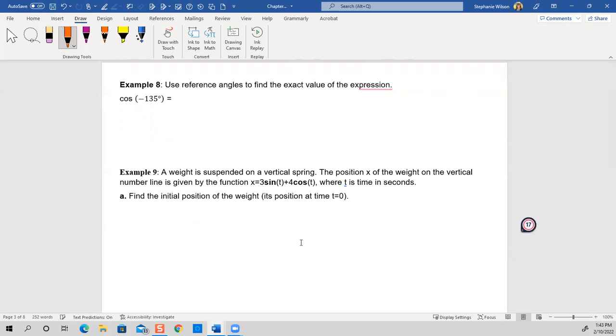So I know where 135 degrees falls on the unit circle, but since it's negative, we're going to start the other way, and we're going to find its terminal side. And when I do that, I find out that cosine is negative, and I find out that the square root of 2 over 2 is its exact value. Okay.